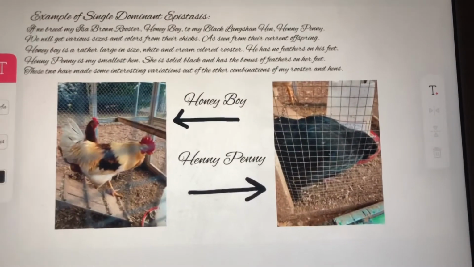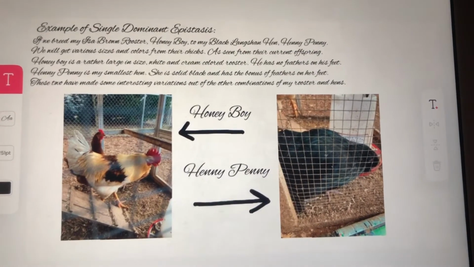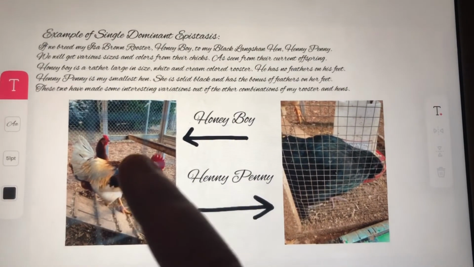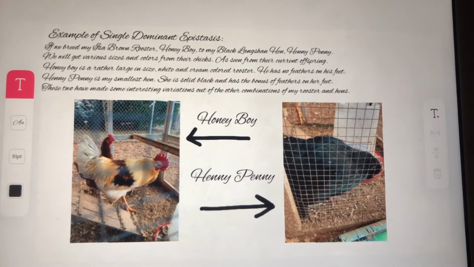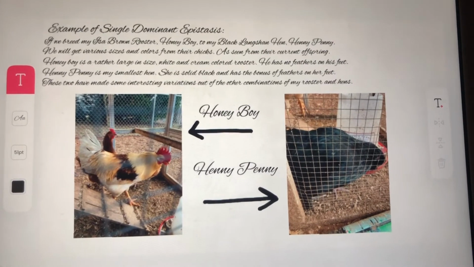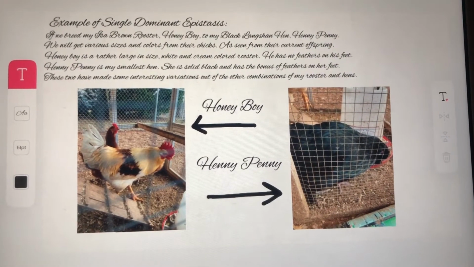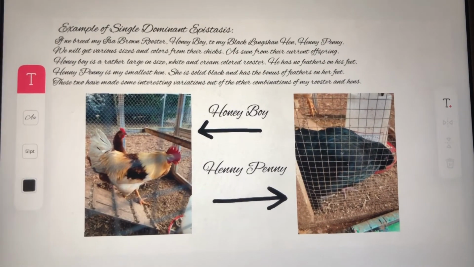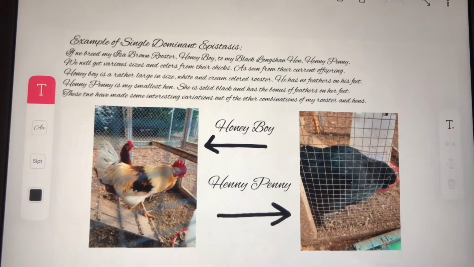An example of a single dominant epistasis is if you breed my Issa Brown rooster, Honey Boy, to my black Langshan hen, Henny Penny. We will get various sizes and colors from their chicks, as seen from the current offspring. Honey Boy is a rather large white and cream colored rooster. He has no feathers on his feet. Henny Penny is my smallest hen out of all the hens that I have. She is solid black and has the bonus feathers on her feet.